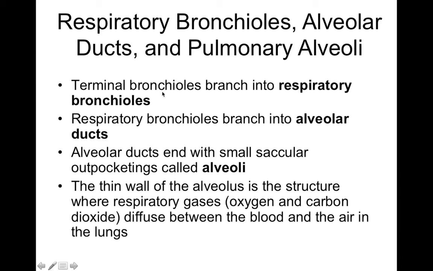All right, so now we're going to talk about the structures of the respiratory portion of the lower respiratory tract. And it begins here with the respiratory bronchioles. So our terminal bronchioles eventually branch into respiratory bronchioles, and these lead into alveolar ducts and alveoli. And these are structures where gas exchange can occur.